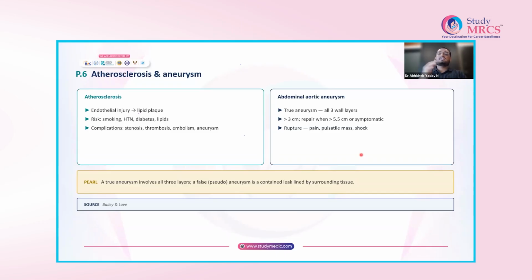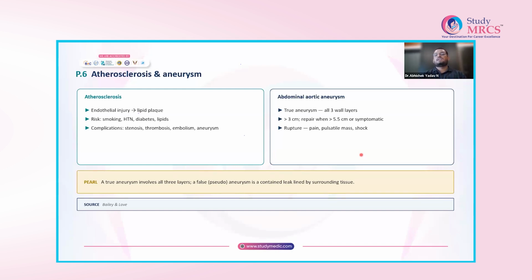The arterial wall has three main layers: tunica intima, media, and adventitia. If all three layers are involved, and the wall is thinned and attenuated to form a swelling, that's called a true aneurysm. Whereas if there is no involvement of these layers, just a dilatation covered by the granular layer, then it's called a false aneurysm. The false aneurysm usually occurs following a traumatic event, whereas the true aneurysm has other major risk factors.